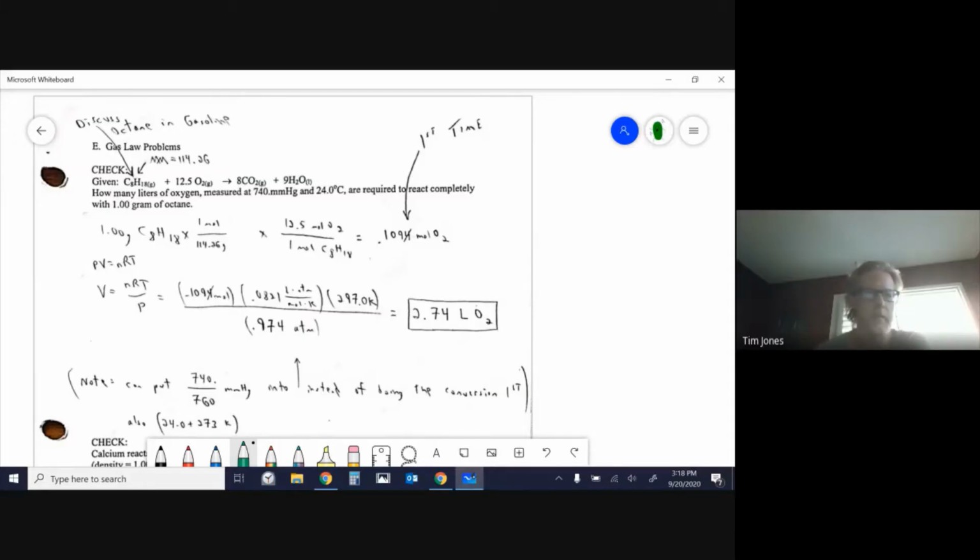It says how many liters of oxygen measured at this pressure and temperature are required to react with 1 gram of octane. Well, first thing, this here is octane. And for those that don't have much of a background in organic chemistry, of course, oct is 8, and it means 8 carbons. And if you put enough hydrogens on the carbons so that all the carbons have an octet, you end up with 18.